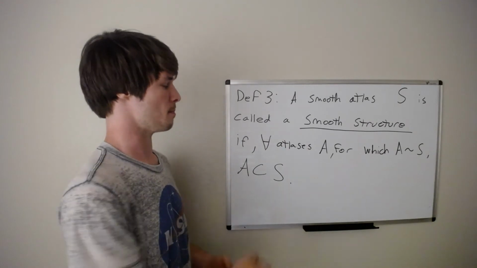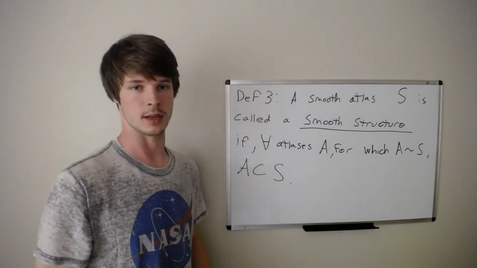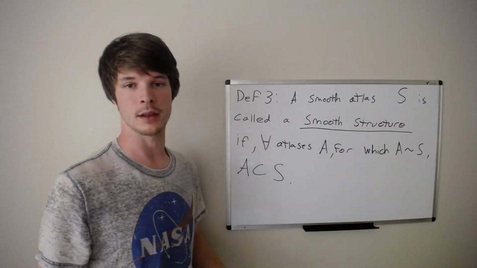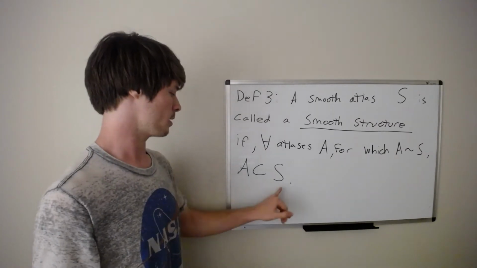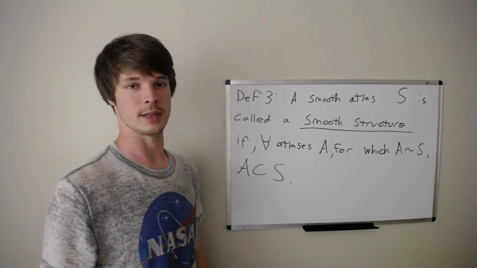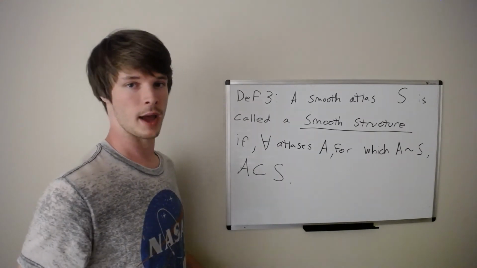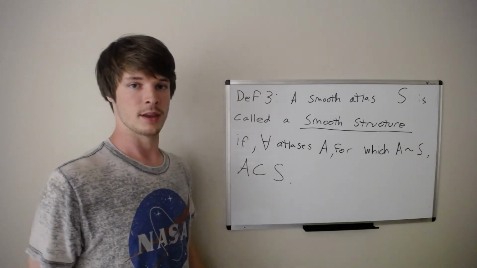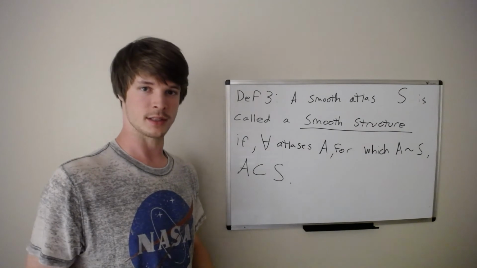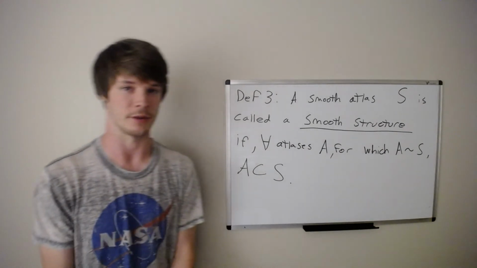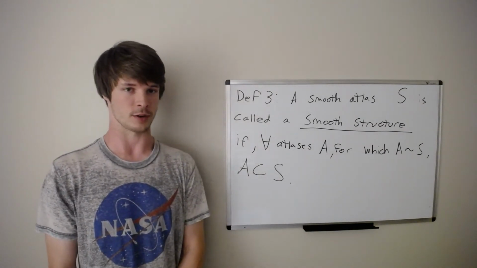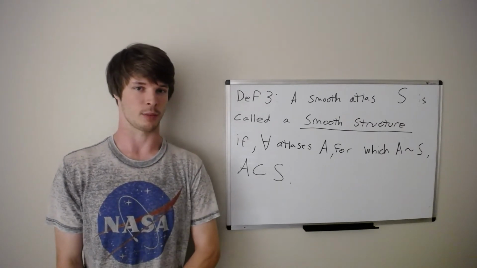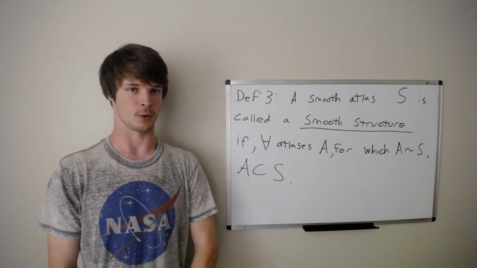Because we've taken it to be maximal in the sense of set containment, it's actually unique in a way that our previous atlases weren't. This smooth structure, as we'll come to find, is uniquely determined by the equivalence class of the smooth atlases that it contains. Currently, that's just me making a claim, but I will demonstrate that after a few other definitions and propositions. So that's what we're working towards now.